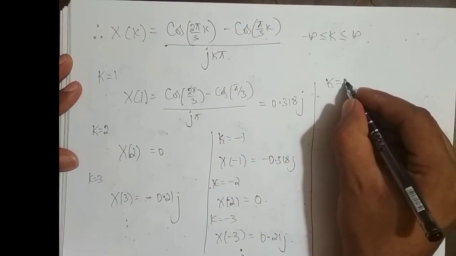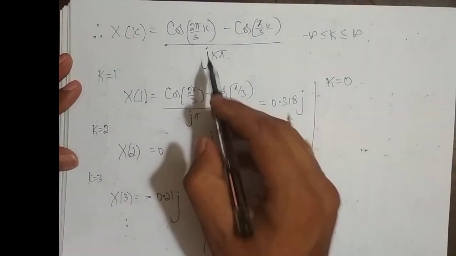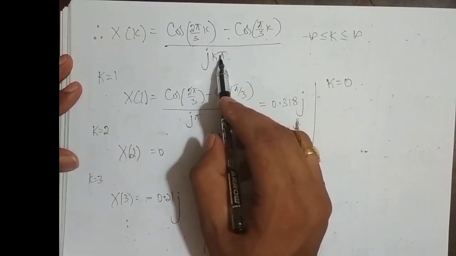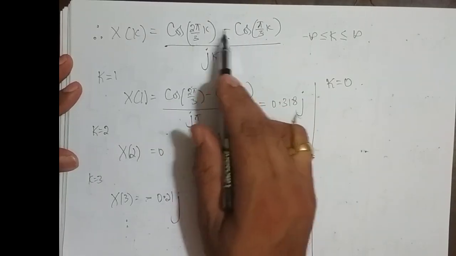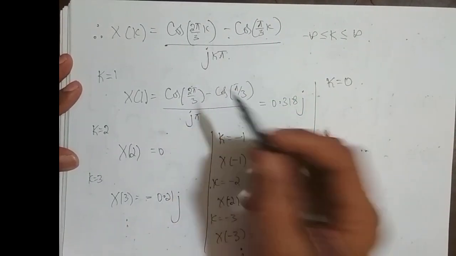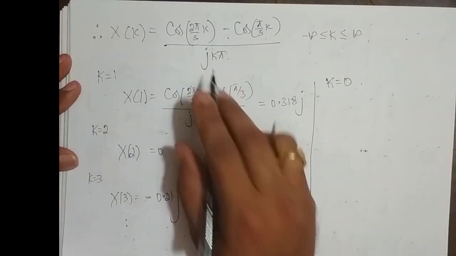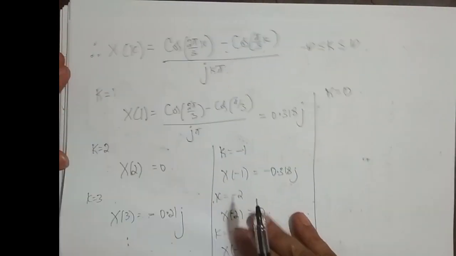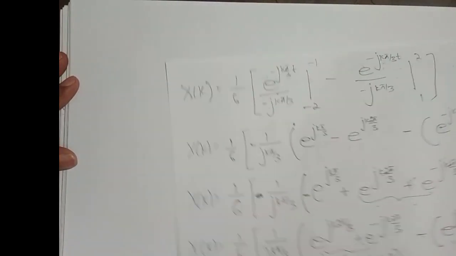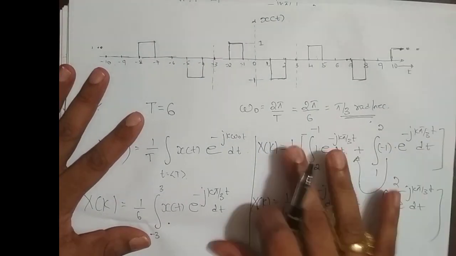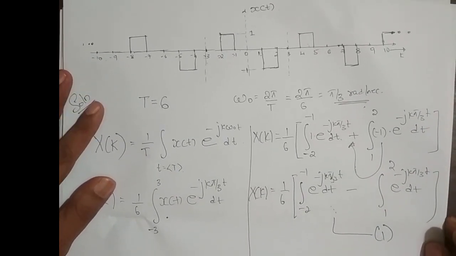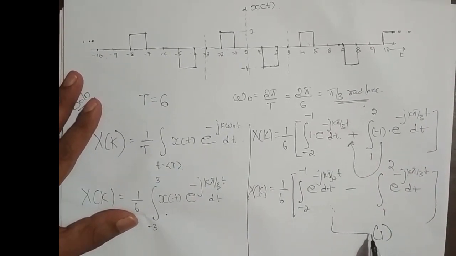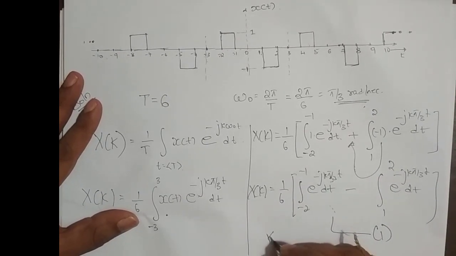Okay. So for k equal to 0, this becomes 0 by 0. This equation I cannot apply, because cos 0 is 1, and 1 minus 1 is 0, and the denominator is 0 too, so 0 by 0 is invalid. So for that we have to use this equation, which I'll call equation 1. For this equation you have to put k equal to 0.